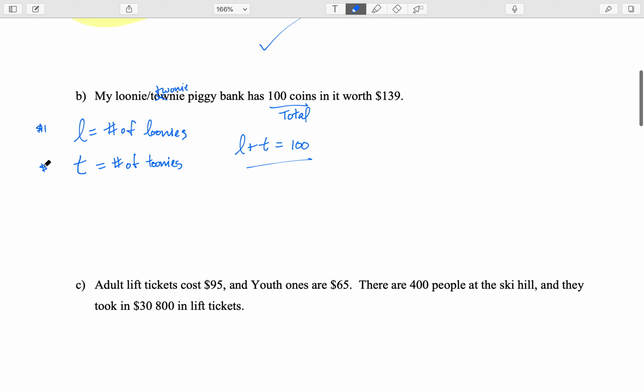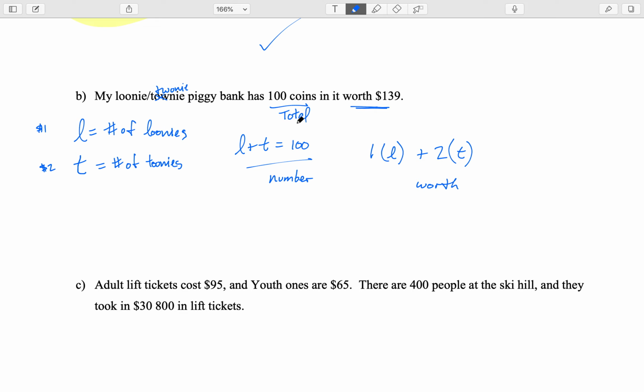Toonies are worth $2. So if we're talking about what they're worth, 1 times L, which is just L, plus 2 times toonies. So this is now how much they're worth. Worth is different. This is the total number of them, but this is what they're worth.